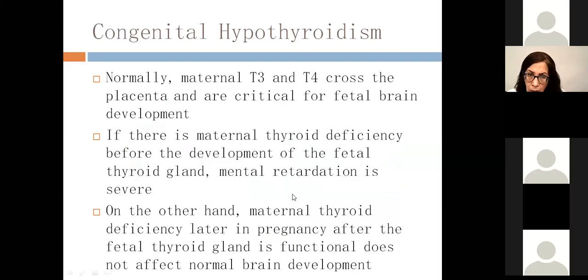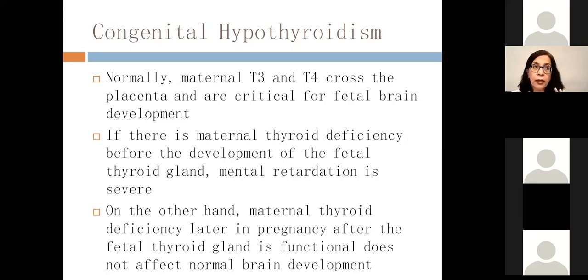Normally, maternal T3 and T4 cross the placenta and are critical for fetal brain development. The mother secretes the T3 and T4, and it crosses the placenta and goes for fetal brain development. But if there is any maternal thyroid hormone deficiency before the fetal thyroid gland is formed, then mental retardation will occur. So it depends on when in utero the fetus got the deficiency.